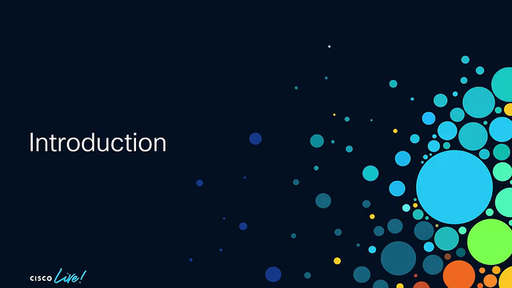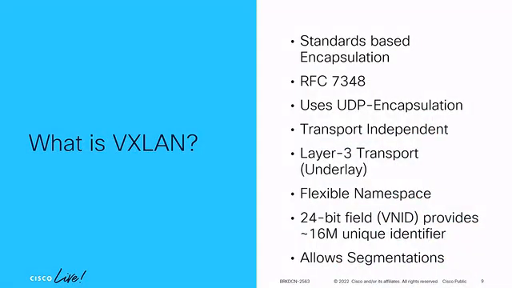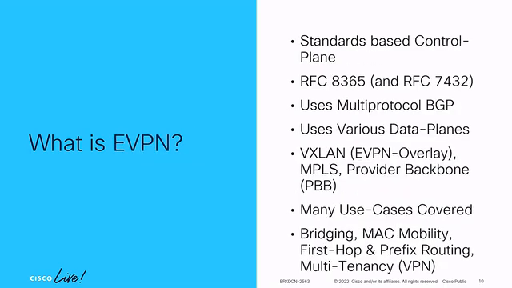And what is VXLAN? You guys know what VXLAN is, right? It's an encapsulation, it's data plane. What is EVPN? It's a control plane, BGP-based. Routing and bridging, as well as BUM handling, is managed there.